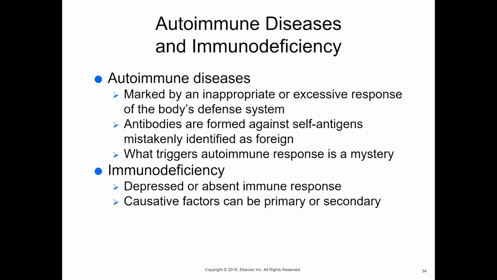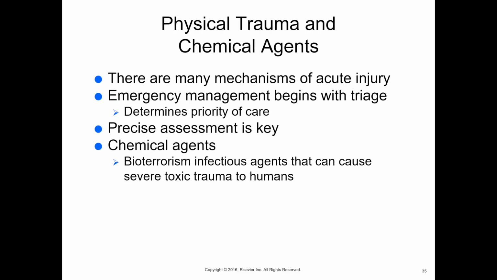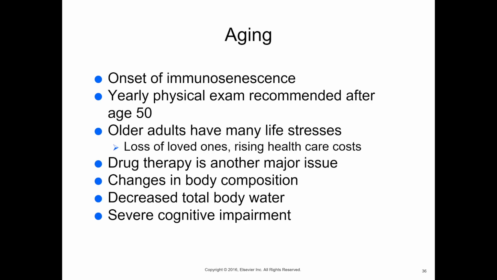That's why people that have HIV don't tend to directly die from HIV. They actually die from secondary infections, right? A lot of times it's stuff like pneumonias and very strange, uncommon infections that the average person could deal with very readily. We can also talk about physical trauma and chemical agents. There's lots to this, but it's well outside the scope of our class.